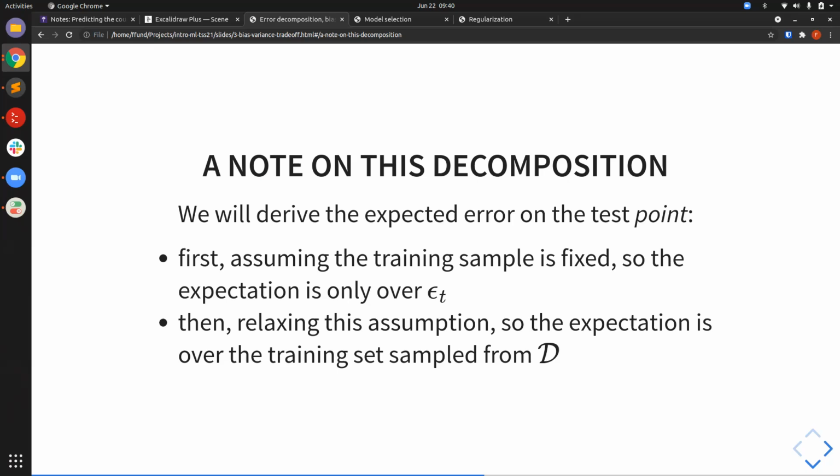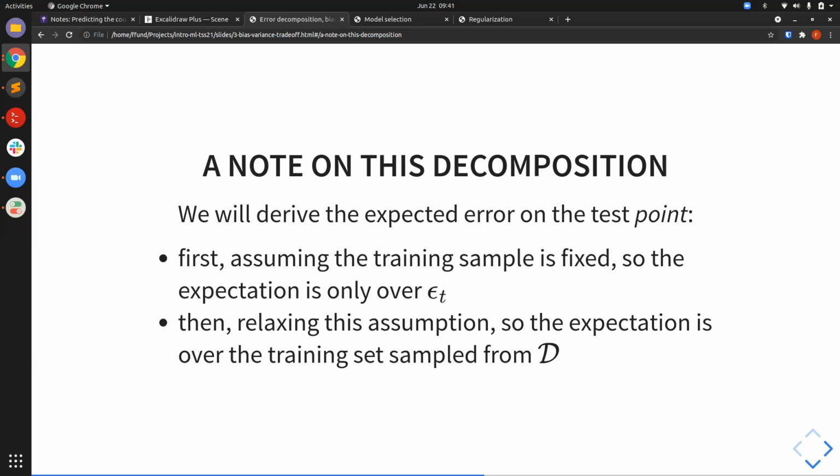But when we do this derivation, we're going to do it in 2 steps. First, we're going to assume that the training sample is fixed. So we know that actually the training sample is random, right? But we're going to first assume that the training sample is fixed. And so the expectation is not over both the training sample and the epsilon noise of the test point. The expectation is only over the epsilon noise. And we can do that. This is allowed because the epsilon noise for the test point is independent of the training data that we happen to sample. And so the expectation over both the training draw and the epsilon is equal to, let's say, the nested expectation. So we're going to first assume that the training sample is fixed, take the expectation over the epsilon of the test point, which is that stochastic noise. Then we're going to relax that expectation and take the expectation over the draw of the training set.